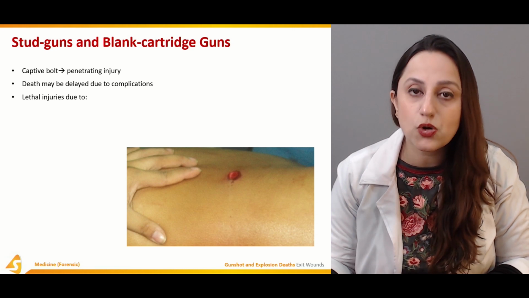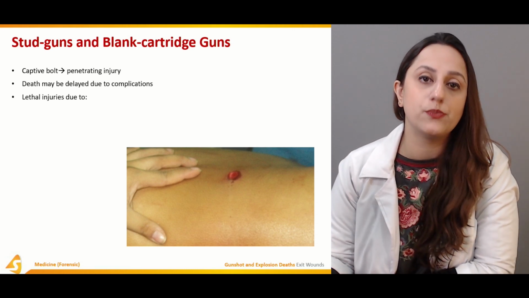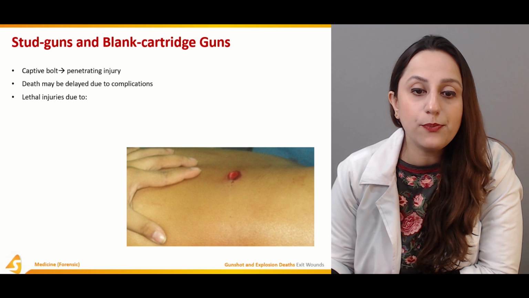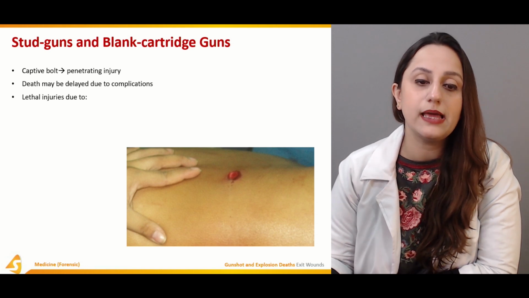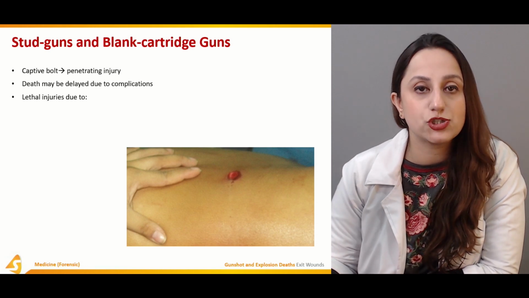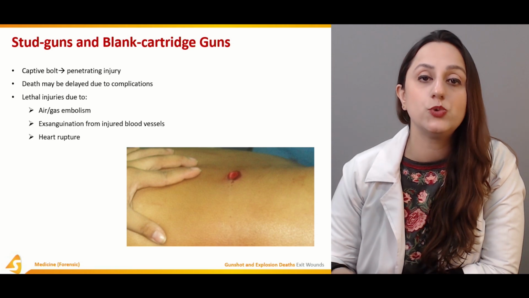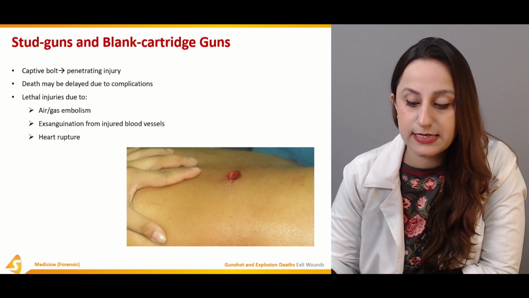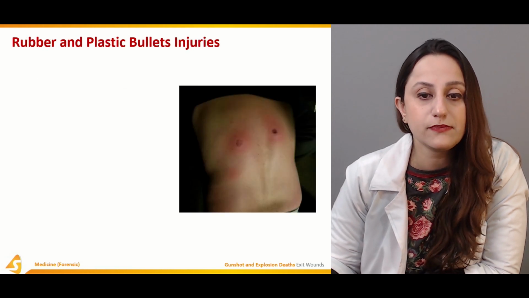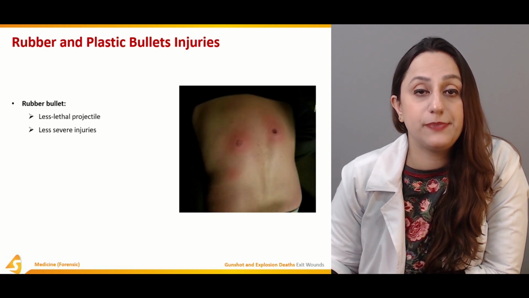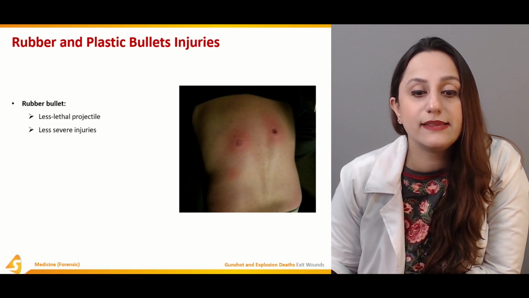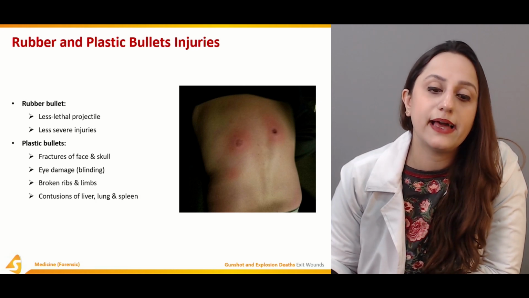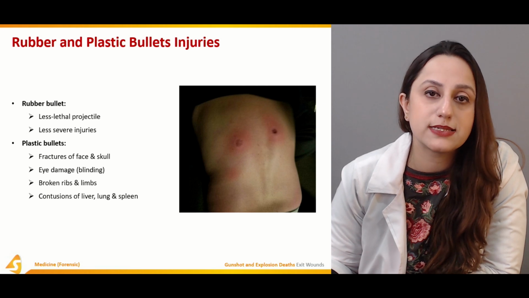The stud guns or the blank cartridge guns are again very important. They have captive bolt penetrating injuries seen, and death may be delayed due to complications. Lethal injuries basically include air embolism, exsanguination from the injured blood vessels, and heart ruptures. Talking about rubber or plastic bullet injuries, they are less lethal, they are less powerful projectiles, and less severe injuries are caused in such a case.